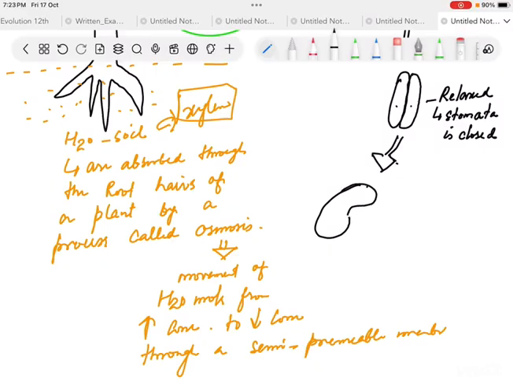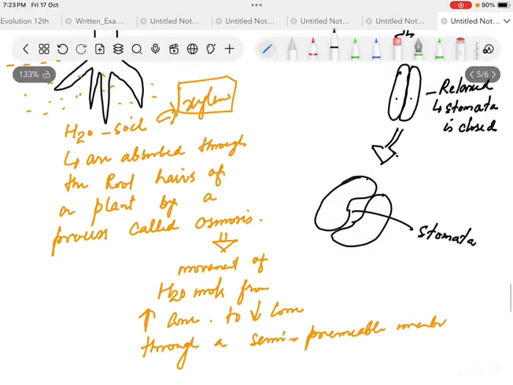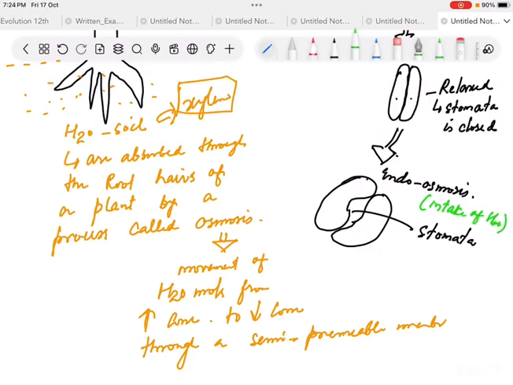They take the shape of our kidneys or a bean structure, and a small aperture is exposed in between these two guard cells. That's known as stomata. Fine. What happened during this process? Endosmosis took place. Endosmosis is nothing but the intake of water. Once water enters into these guard cells, they swell, and once they swell, they expose the pore. This pore is known as stomata.